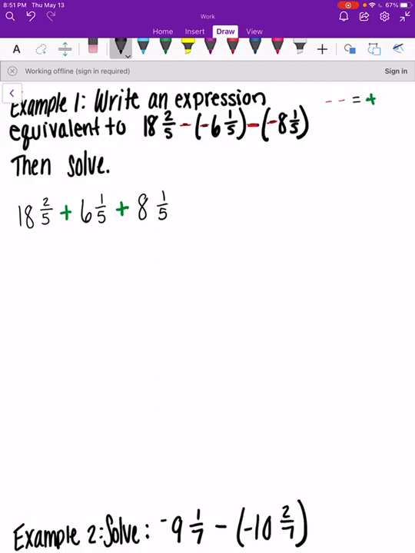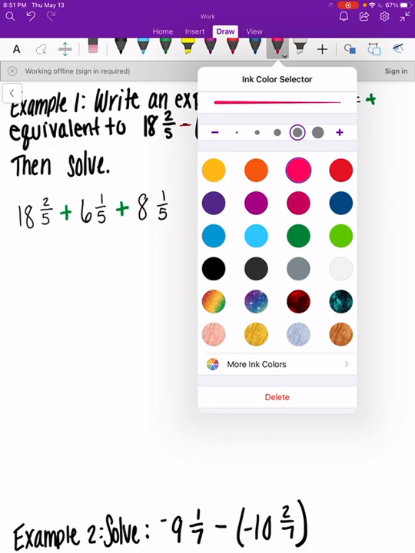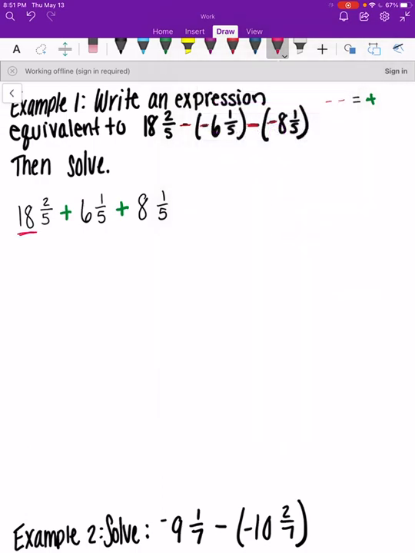So now all those double negatives turn to positives. And now we just have to add these together. So I'm going to take my whole numbers, which is 18, 6, and 8, and add them together. So let's see, 18 plus 6 plus 8. Well, 18 plus 6 is 24. 24 plus 8 is 32. So my whole numbers are 32.